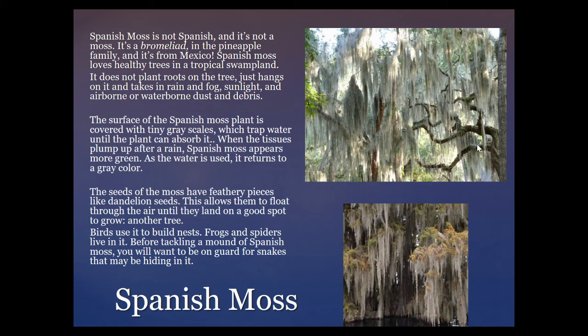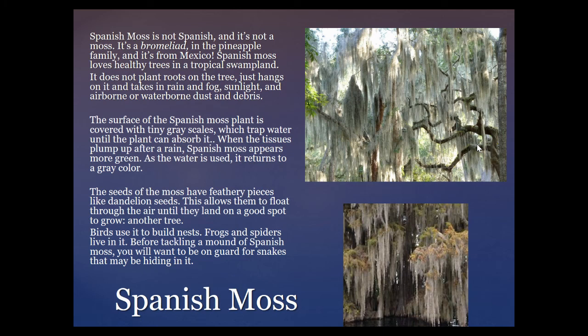And when the Spanish moss starts to plump up after it's absorbing that water, it actually looks a different color. It looks to be more green colored. But as the water starts to dry up and it's starting to need more water, then it turns back into a gray color. So if you ever see Spanish moss and it looks green, that means it's probably rained pretty recently because there's lots of water inside the Spanish moss. If you drive by Spanish moss and you see it looks pretty gray, that means it hasn't rained in a while and it doesn't have as much water inside.